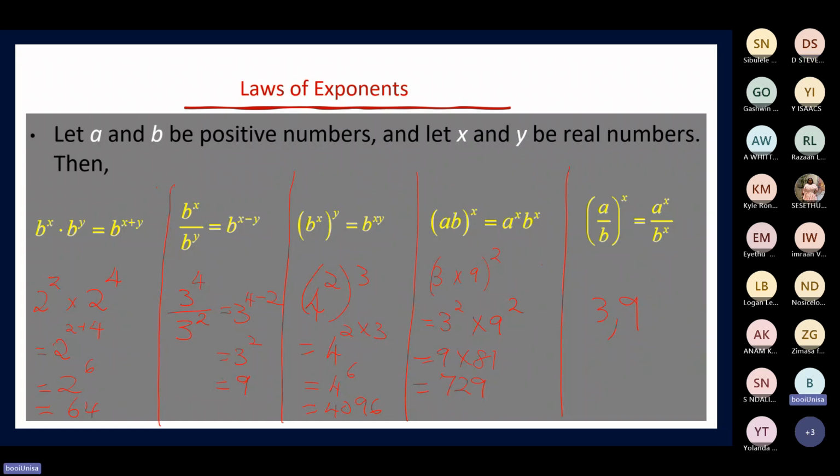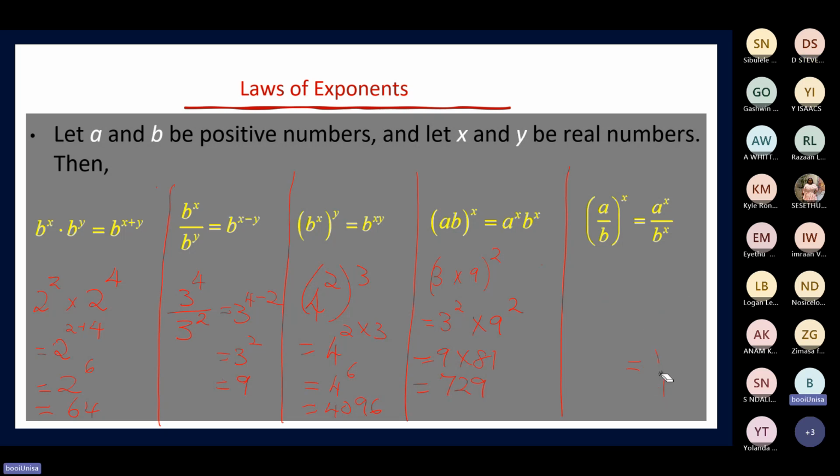The last one, unless there is a comment in the chat, says that if you have a fraction to the power of an exponent, same as when you have a multiplication inside the bracket with an exponent, you still multiply with the powers. So if I have 1 over 2, the easiest way of doing this question is the same as 1 to the power of 2 divided by 2 to the power of 2, which is 1 over 4. It's easy.